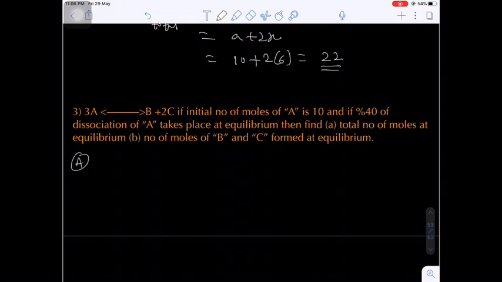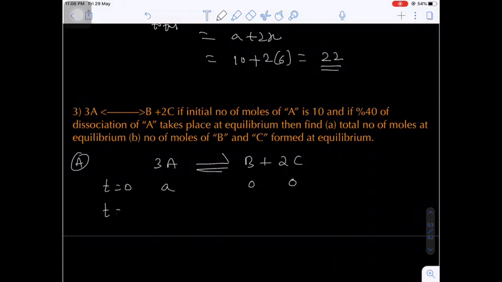Next, one more question is there. What is the question here? 3 moles of A in equilibrium with 1 mole of B and 2 moles of C. Now, initially how many moles of reactant should be taken? Small a moles. Now at equilibrium, how many moles of reactant decompose? Let's suppose x moles. According to which here x mole, stoichiometry of A is 3. According to this 2x mole C, stoichiometry 3. So 2x by 3 moles of C will be formed.